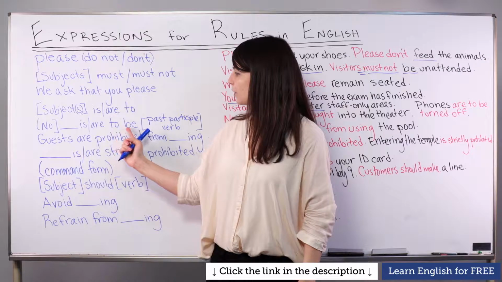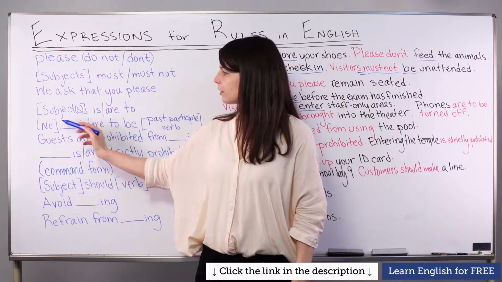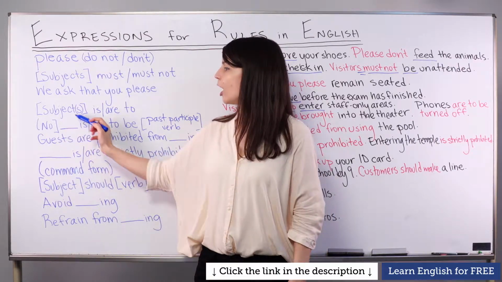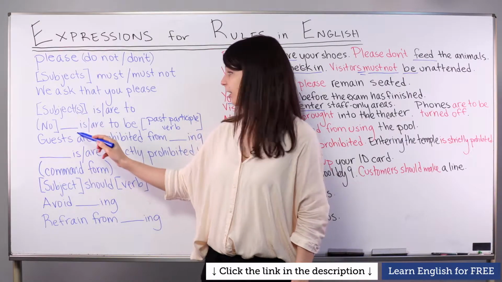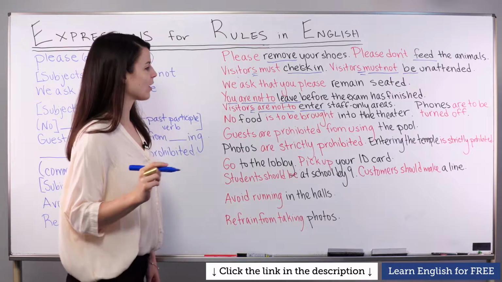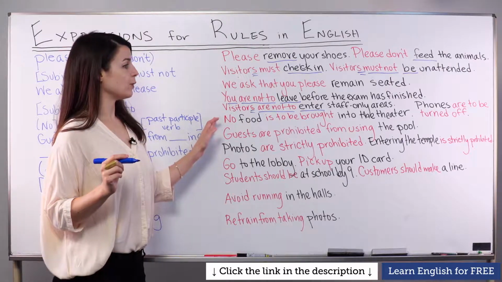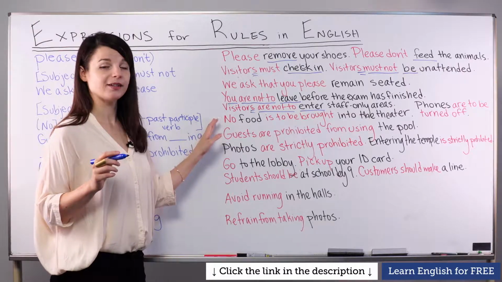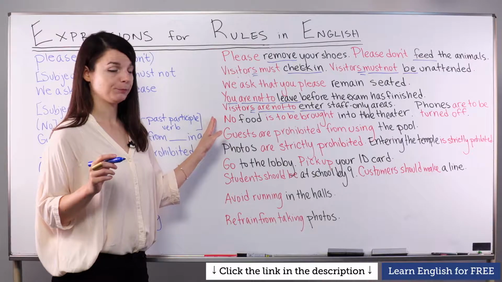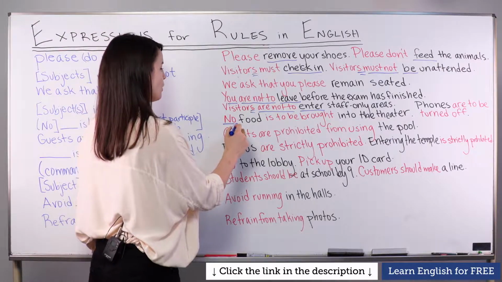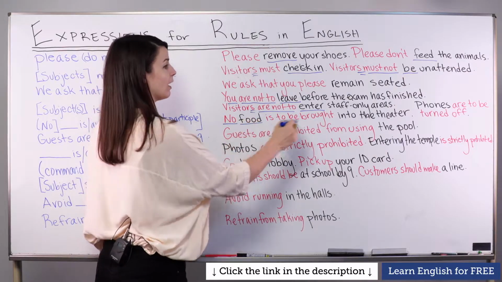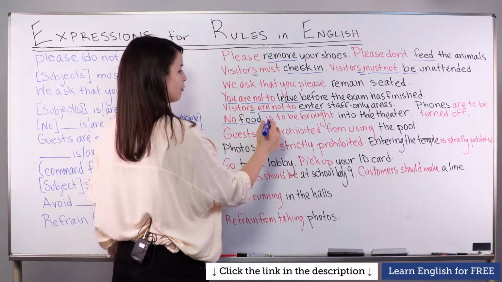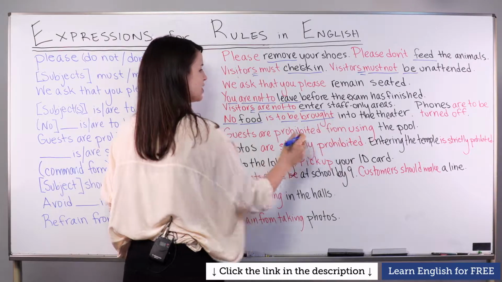So we see this same to be pattern that we saw here. But we'll use this to talk about like something we cannot do, or we'll use this to talk about like an object or some kind of noun phrase at the beginning here. So let's take a look at some examples. Here's one. No food is to be brought into the theater. This means don't bring food to the theater. Here, we begin with no, and then this is the thing that I'm banning in this case. I'm saying don't bring this thing. So no food is to be brought into the theater.